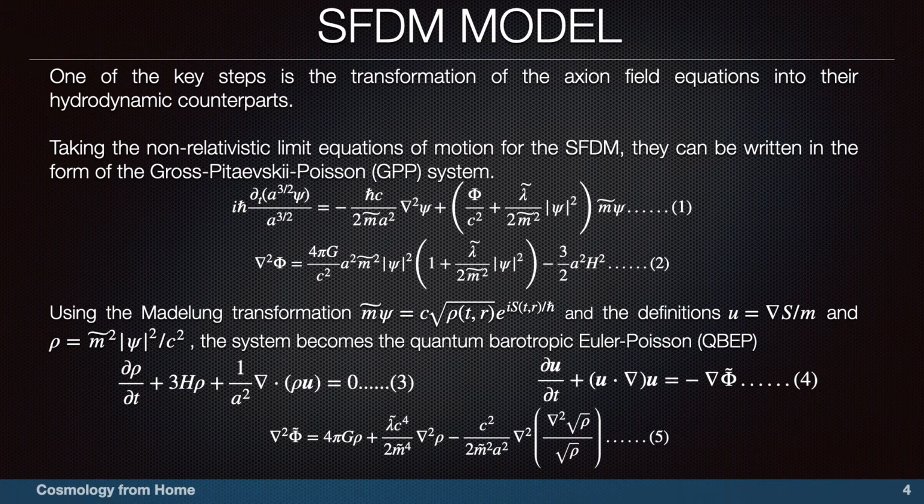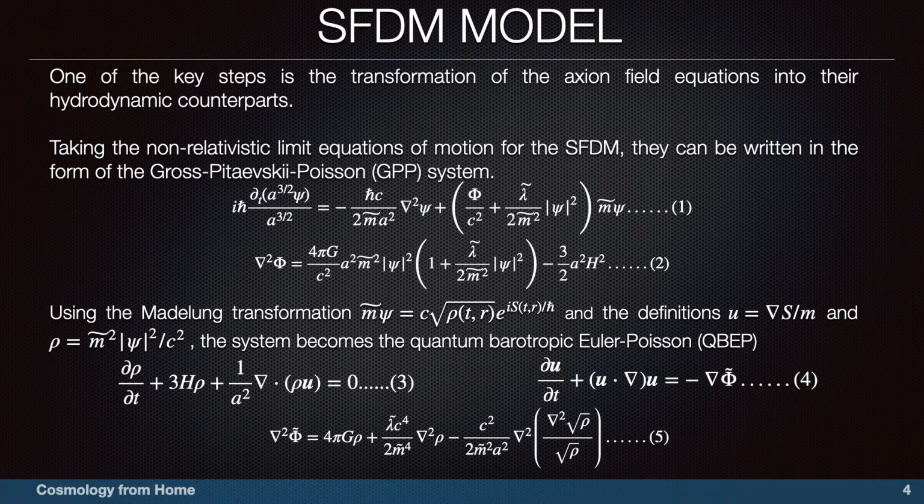So, for this implementation, we take the non-relativistic equations of the scalar field dark matter model, which is a GPP system. In equations 1 and 2, we have ħ, the Planck constant, and ψ as the wave function. c is the speed of light, m is the boson mass, Φ is the Newtonian gravitational potential, λ is a self-interacting term, and G is the Newtonian gravitational constant.